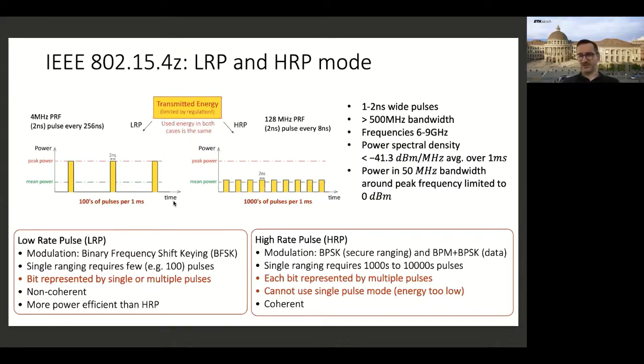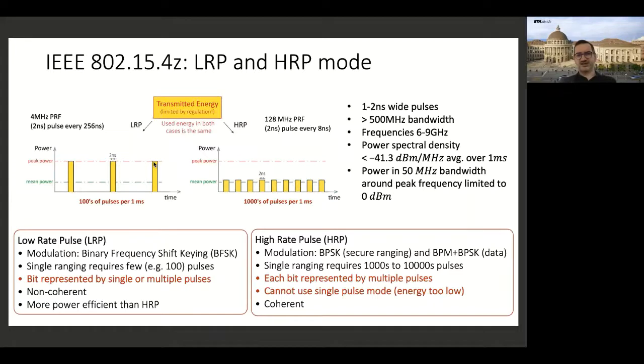given its wide bandwidth, ultra wideband has a potential to interfere with a lot of other technologies. So what the regulations do is that they limit the mean power across a 1 millisecond window, and also limit the peak power of ultra-wideband pulses. This means that you can either transmit many pulses over 1 millisecond, but at a low power each, or you can transmit fewer pulses, but at a high power each, again with a peak power limit.